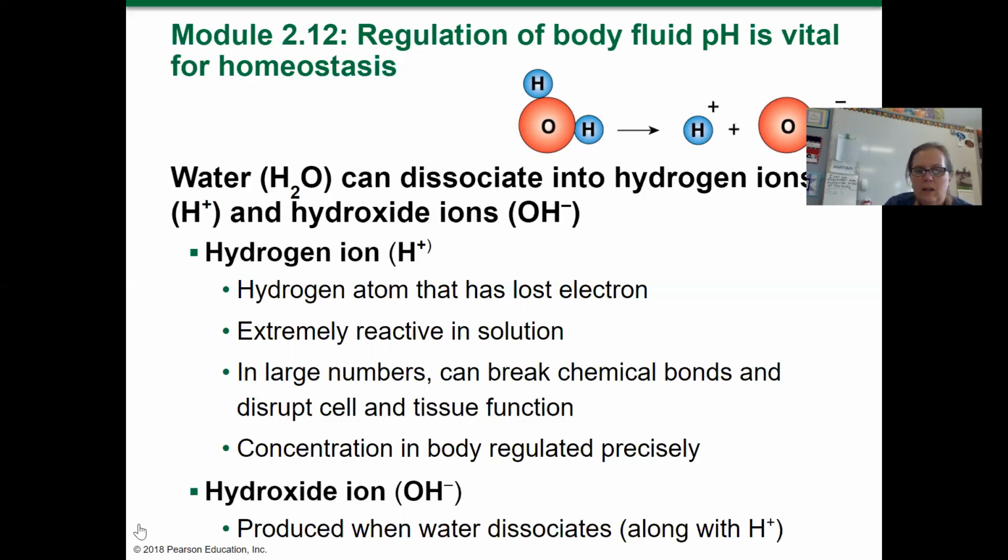The bases have fewer H pluses, but they have more OH minuses, which are the hydroxide ion. And water, as you know, is a combination of H's and OH's. So the more OH's it has, the more basic it is, or the higher the number.